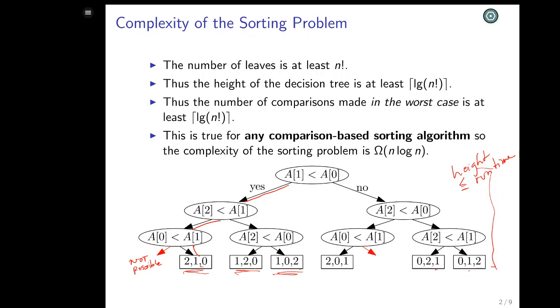Okay, so now we know that the height of the decision tree is at least this, which means the number of comparisons that are performed is at least log of n factorial. So we get this punchline that says any comparison-based sorting algorithm has a running time which is greater than or equal to some constant times n log n.